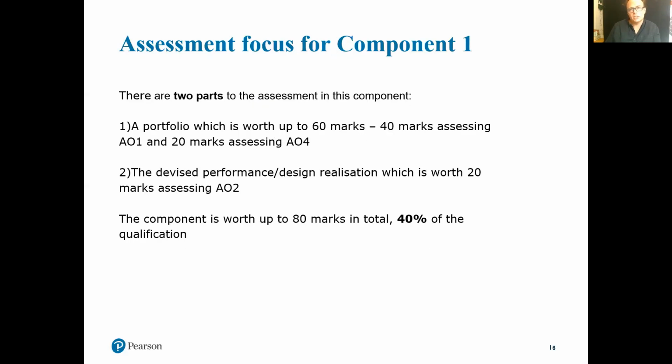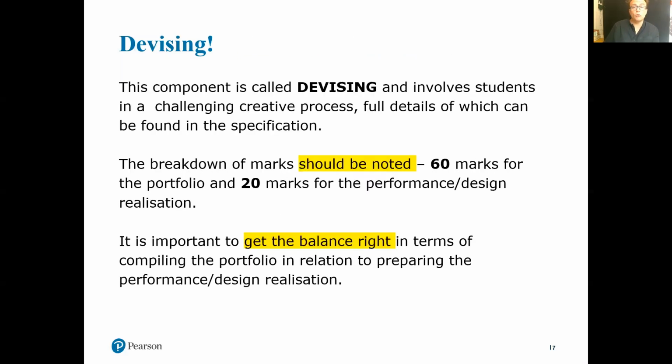The assessment focus for Component 1 is divided into two parts: a portfolio, which is made up of 60 marks, 40 marks assessing A01 and 20 marks assessing A04. The devised performance or the design realization is worth 20 marks and that assesses A02. The component is worth up to 80 marks in total, which is 40% of the whole qualification.